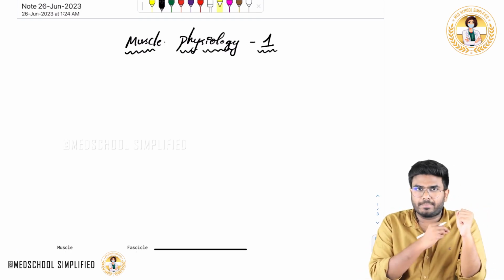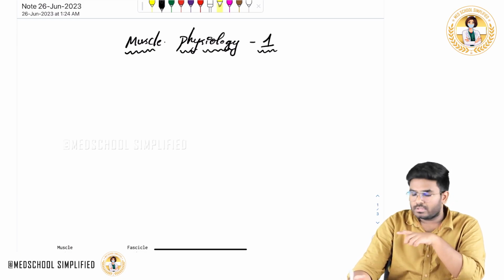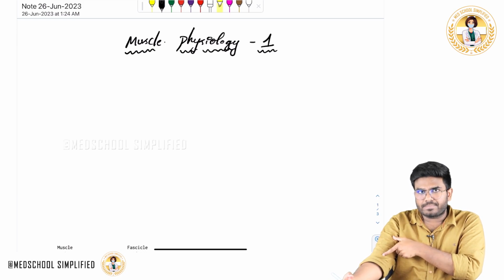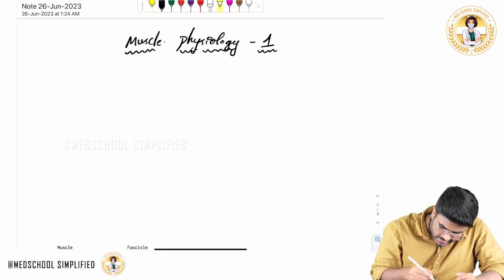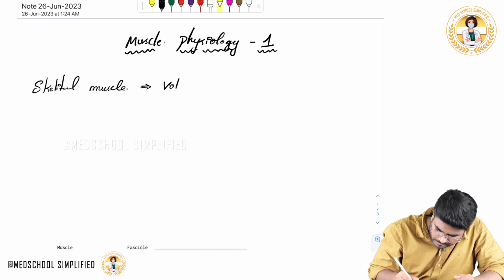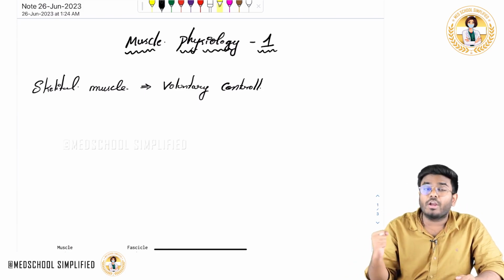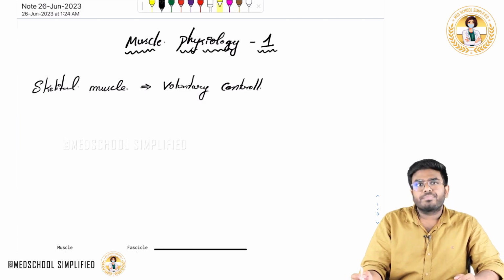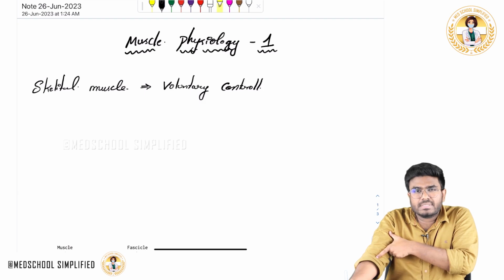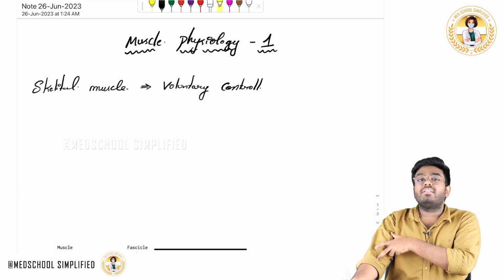Without a nerve innervation, without an action potential from the nerve, a muscle will not contract. So if I want to contract the skeletal muscle, skeletal muscles are under voluntary control. They are under our voluntary control, which means you can contract them at your wish. So the skeletal muscles, for example biceps, should have a nerve innervation so that they will undergo contraction.